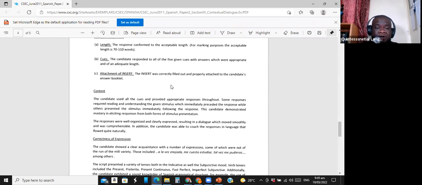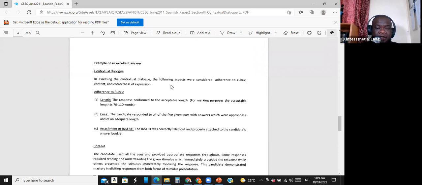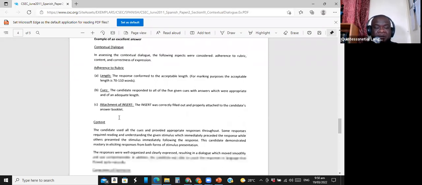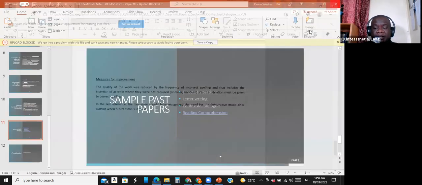And once again, you see, my bad, it's not 120, it's 110 words. So the response conforms to the acceptable length. For marking purposes, the acceptable length is 70 to 110 words. You all see that? For marking, the acceptable length. The same thing would have been seen with the letter, 120 to 170 words, right? So they're looking at the length, the cues, attachment to the insert. And we have these to read over again.